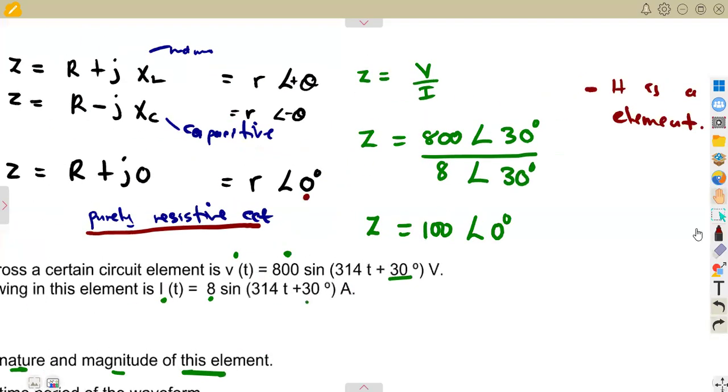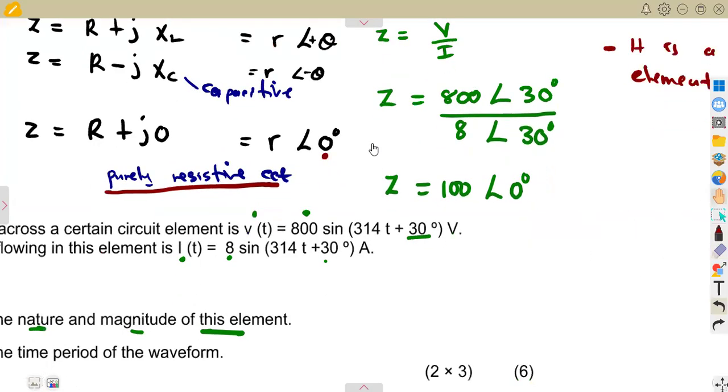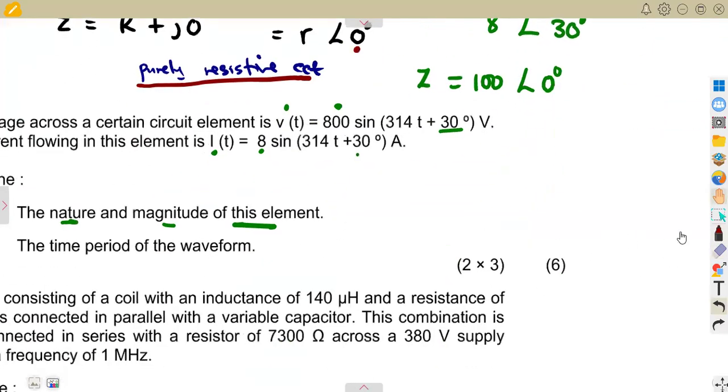Let's say you obtained 100, then there's an angle of maybe plus 30 degrees. It means we're talking about what? An inductive, not purely inductive, but an inductive circuit. On an inductive circuit, you have to find the inductance, which is your L, and also the resistance, because it's an RL circuit that you're going to have. The element will be having a resistance and an inductor, but this one, it's purely resistance. There is no inductance or capacitance because it's at 0 degrees.